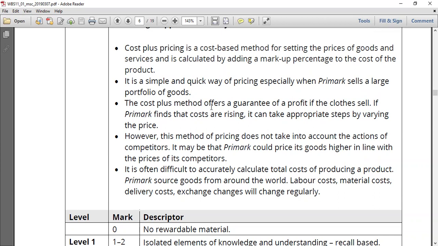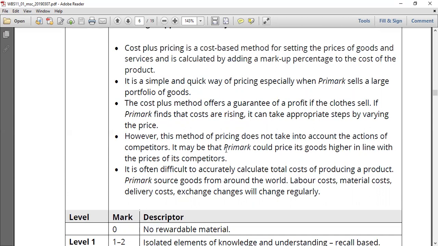The cost plus method offers a guaranteed profit margin. I told you, cost plus always guarantees profit on these clothes sales. If Primark finds that costs are rising, it can take appropriate steps by varying the price. They can change the price. However, negative points are also important.